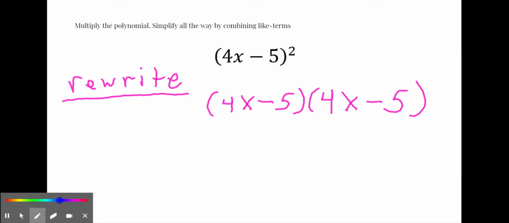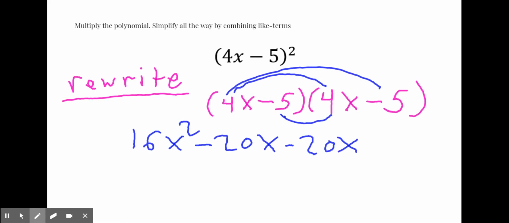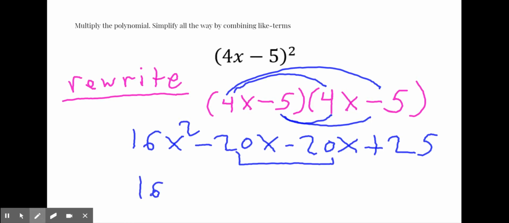Then from there, we can use the FOIL method to solve this out. So 4x times 4x is 16x squared. 4x times negative 5 is minus 20x. Negative 5 times 4x is negative 20x. And negative 5 times negative 5 is plus 25. Combine any like terms to get our final answer at the bottom. So we get 16x squared minus 40x plus 25.